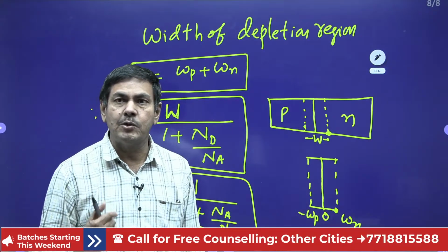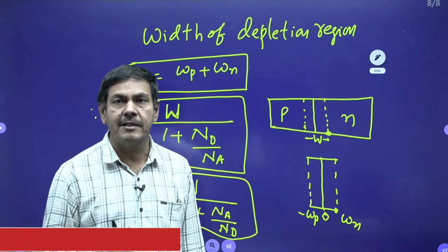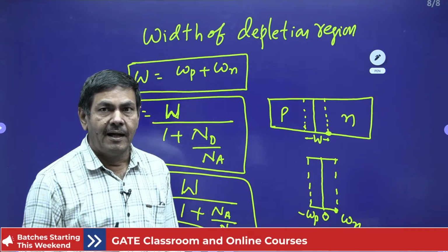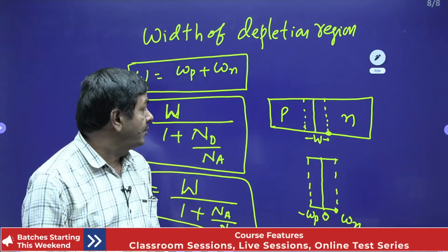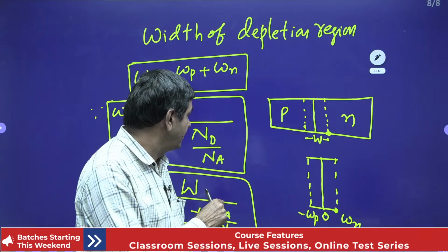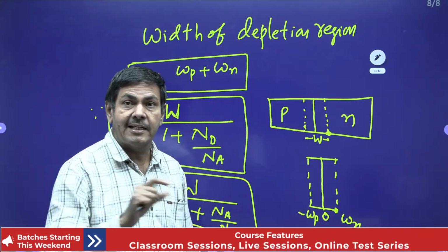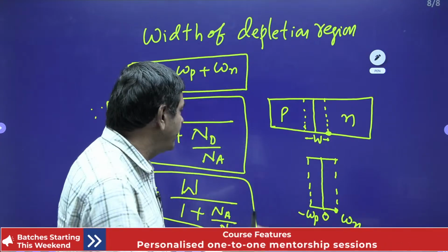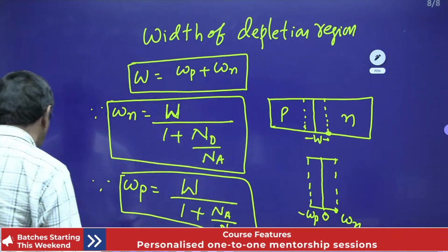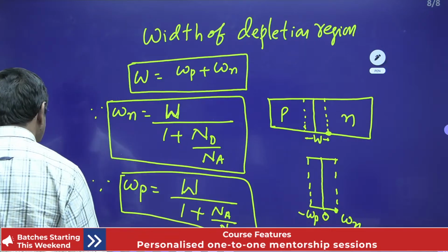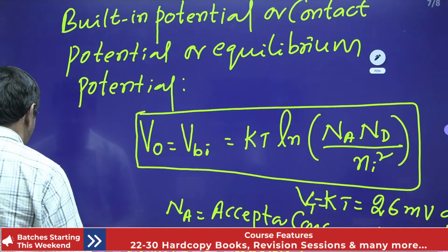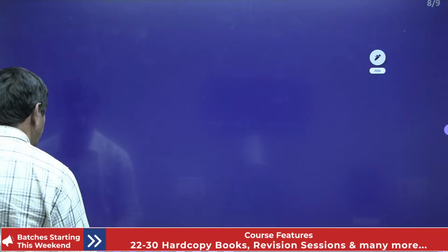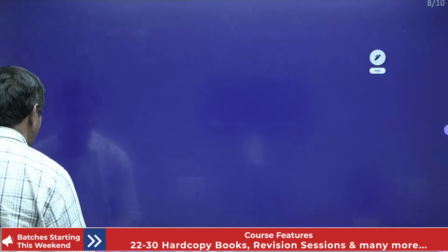In case Wn is not given and Wp is not given, and you are asked to find W directly from some other data, for example. Suppose you want to find out the W value directly, sir, without using Wp and Wn. Yes, we can use one more formula. That formula I will give, just watch.